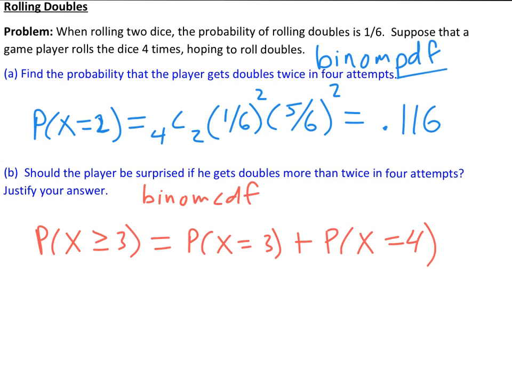But you'll see the binomial CDF can only do less than. So what I would have to tell it is I'd switch it to a complement and say the probability that I get 2 successes or fewer, or get doubles twice, once, or not get them at all, and subtract that from 1. That number the calculator can get. So if you have a greater than, and you're going to use the CDF feature, you have to switch it to a less than or equal to. Comes up all the time with the CDF.